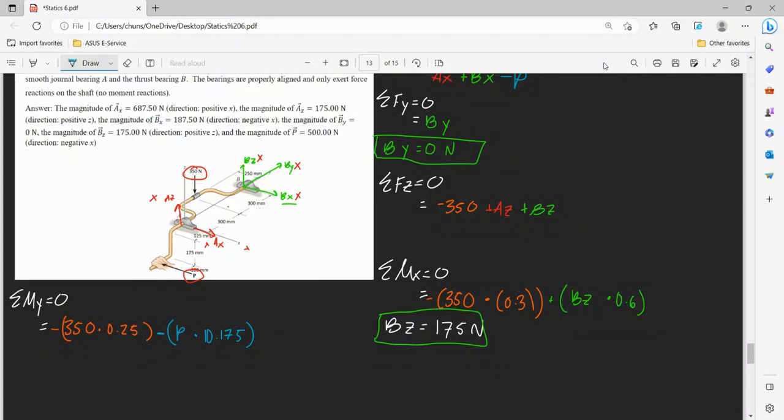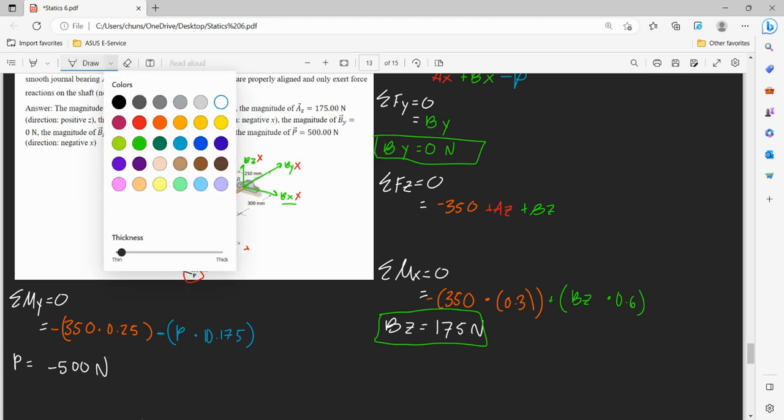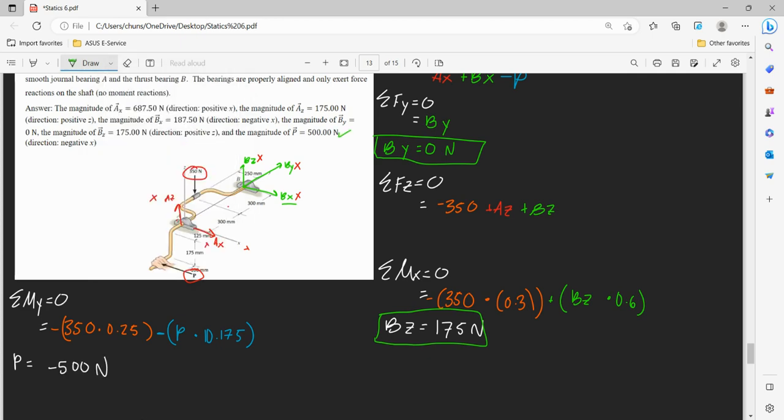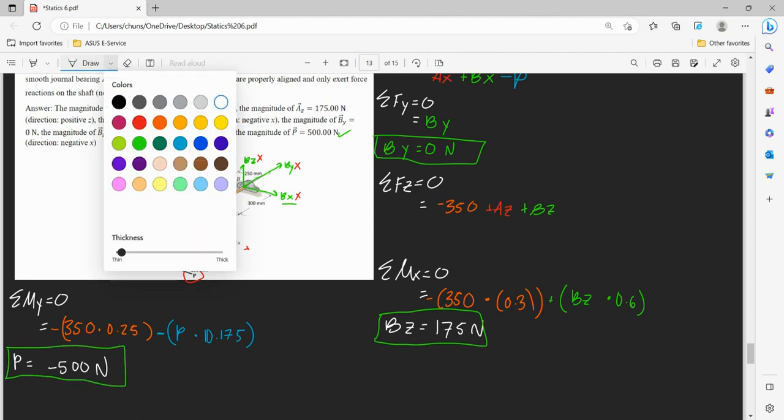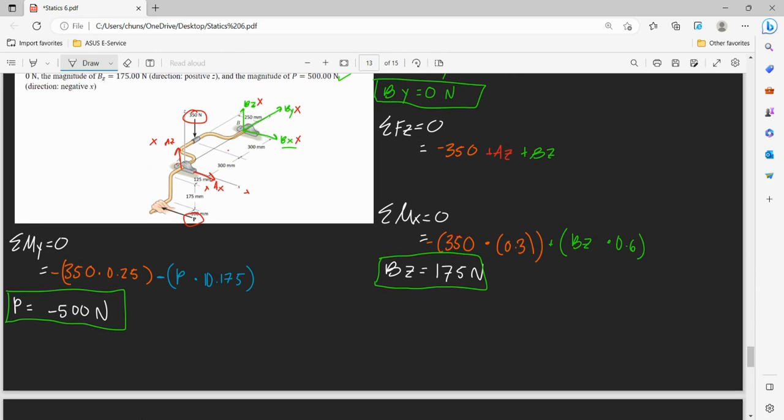Okay, so now P is our only unknown in this example. So P is equal to negative 350 times 0.25 divided by 0.175. And this is equal to negative 500 newtons. And we can check that. And that is correct. Okay. And our final one is about our z-axis.